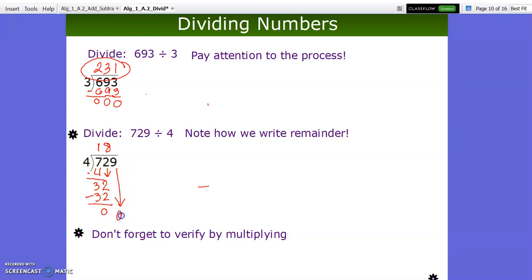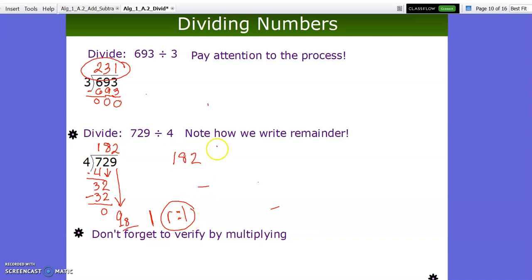Bring on down the 9. 4 goes into 9 2 times. 2 times 4 is 8. When I subtract that, I get 1 left over. Some of you write remainder 1. That's not really appropriate at this point in our math career, so our answer is 182.